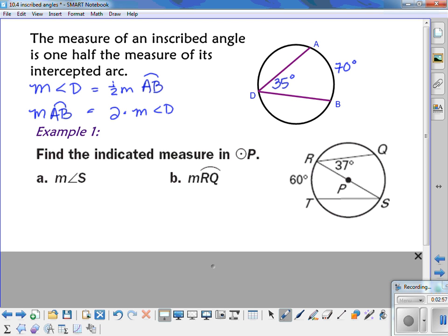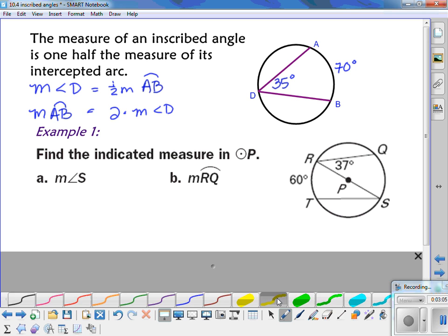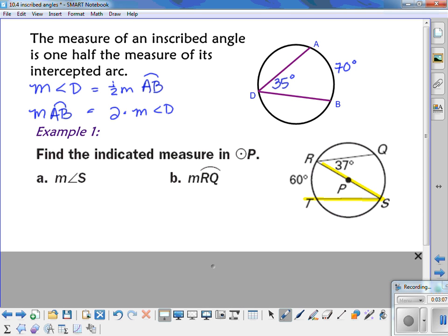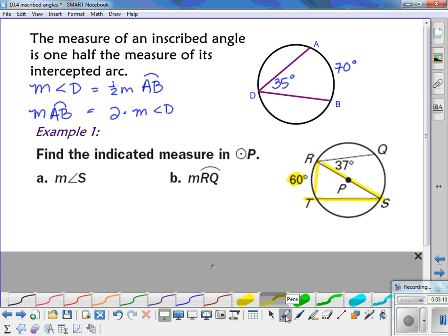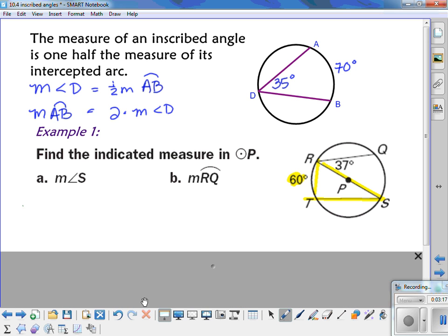So if we look at example 1, we're going to find the indicated measures. First they want us to find the measure of angle S. So angle S is intercepting a 60-degree arc. I know the angle is half of the arc. So the measure of angle S has to be half of 60, and so it would equal 30 degrees.